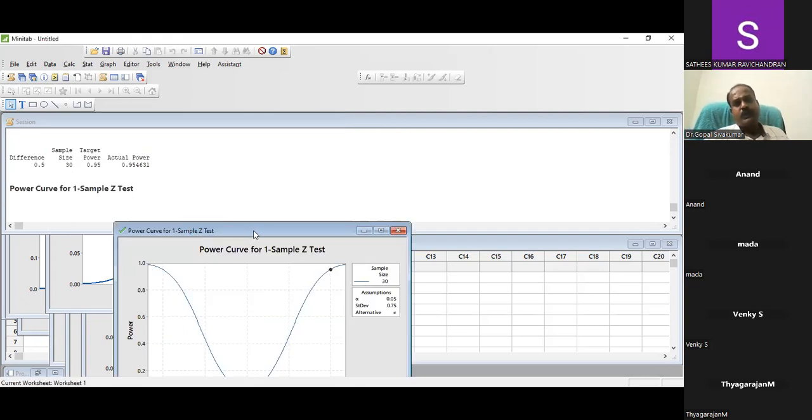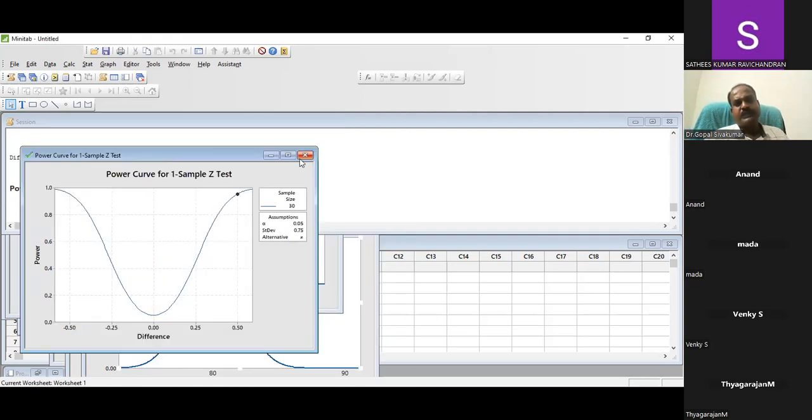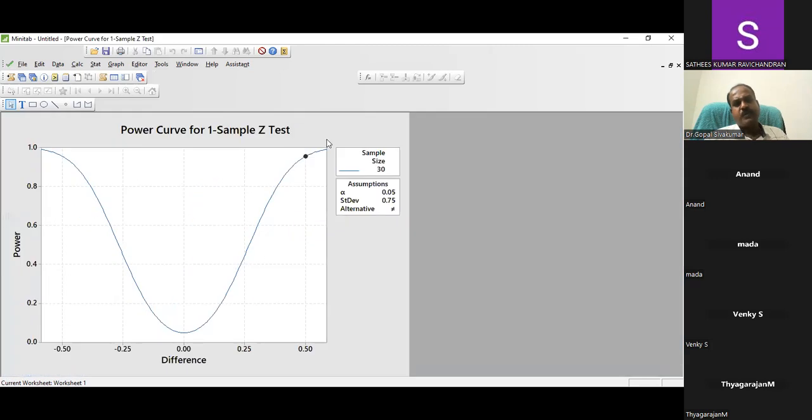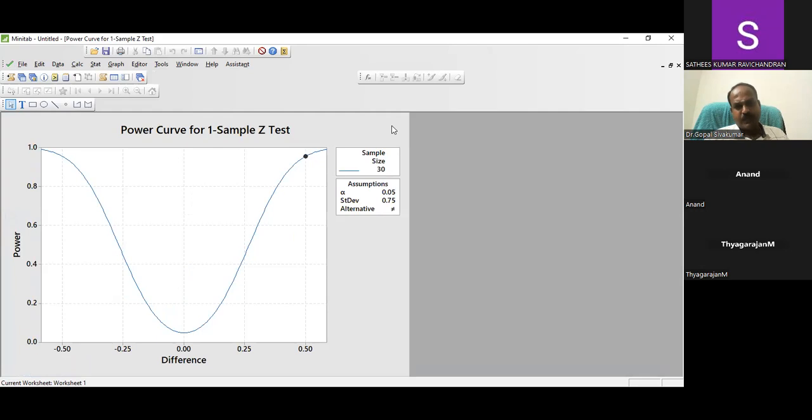And now you are getting a power curve. All of you, can you see the power curve? To achieve a 95% confidence level and a power of test of 95%, what should be the minimum sample size? 30.